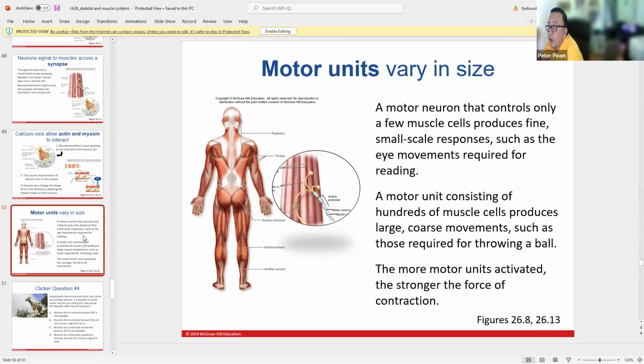A motor unit is one motor neuron and the few muscle fibers it controls. The smaller motor units are really, really small. They're just like 5 muscle fibers. The bigger motor units have hundreds. So the smaller motor units control fine movements. The bigger motor units control power movements.